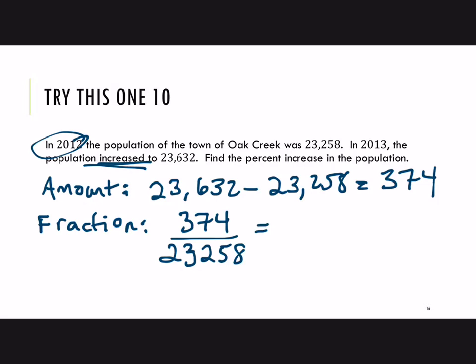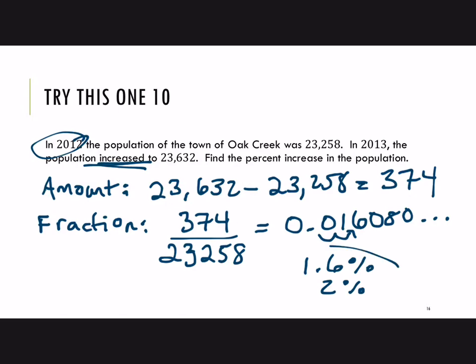Alright, and then you want to divide so that we can convert to a decimal and then to a percent. 0.16080, etc., etc. Move your decimal, and then since it's kind of a bulky, non-terminating decimal to work with, let's go ahead and round. So you could say that this is about 1.6%. That would be fairly accurate. You could even say 2%, something like that.